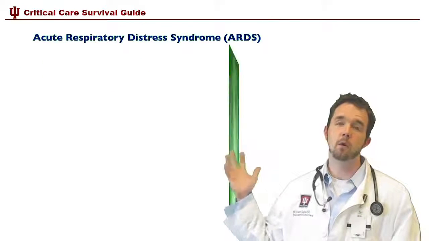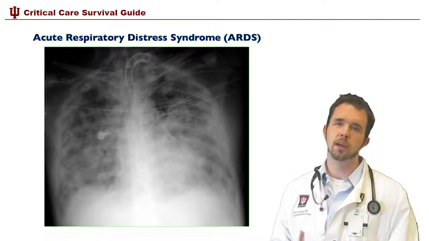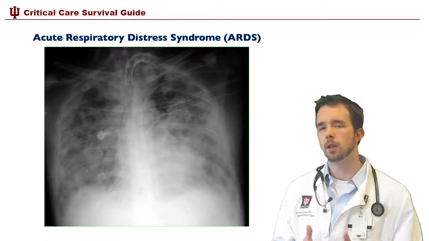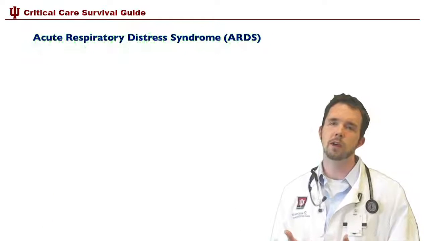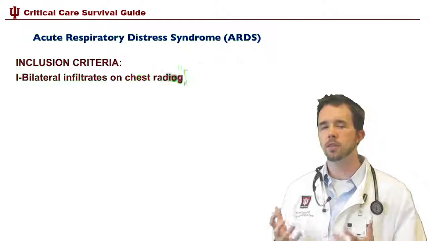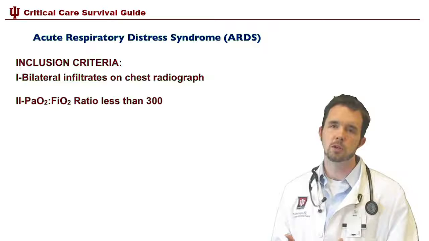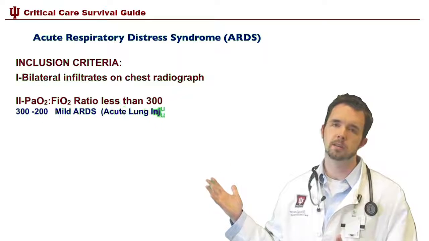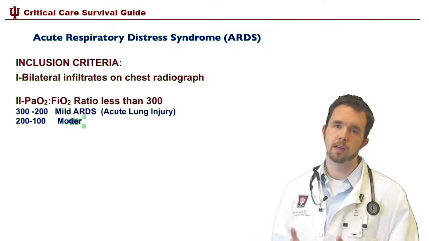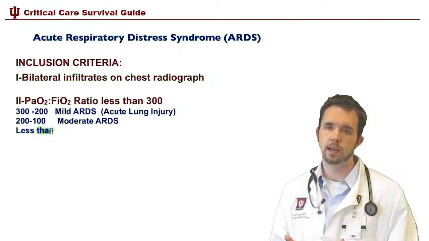ARDS is defined in 4 ways. The first is bilateral infiltrates on the chest x-ray, as shown here. The second way we define ARDS is by looking at the PaO2 to FiO2 ratio. This ratio tells us how severe the disease is. If the ratio is between 200 and 300, we have mild ARDS. Between 100 and 200 is moderate ARDS, and anything less than 100 is defined as severe ARDS.